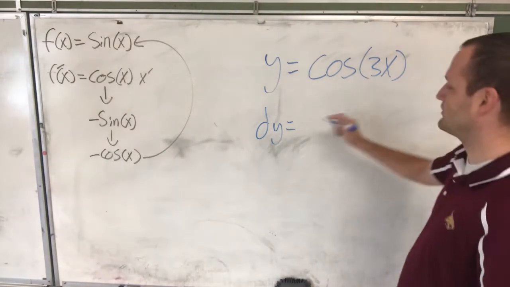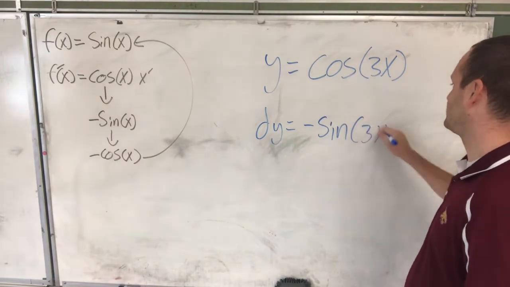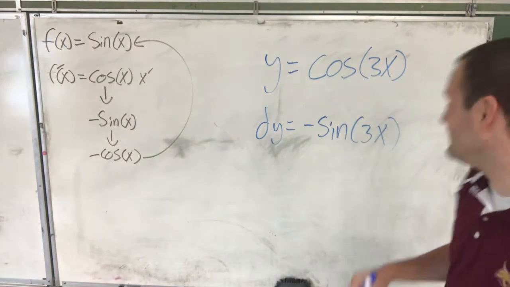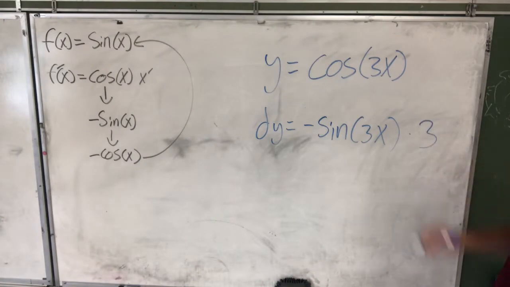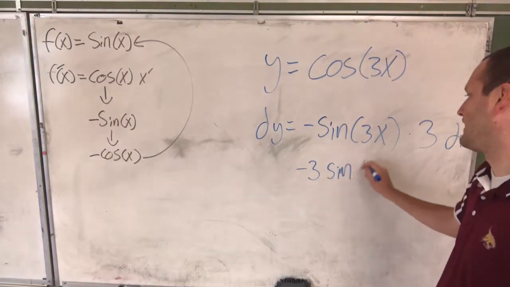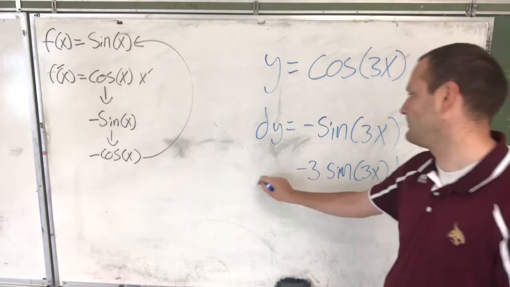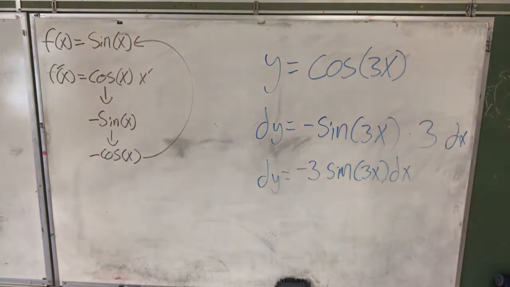So the derivative here would give me negative sine 3x times the derivative of the inside, times 3 dx. If you want to make this a little bit nicer, you could say negative 3 sine 3x dx, okay? dy equals. That's how you could write it if you wanted to be a little bit nicer.